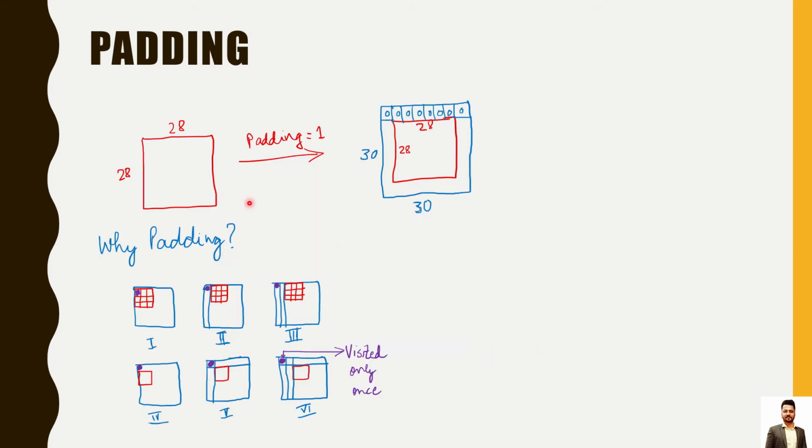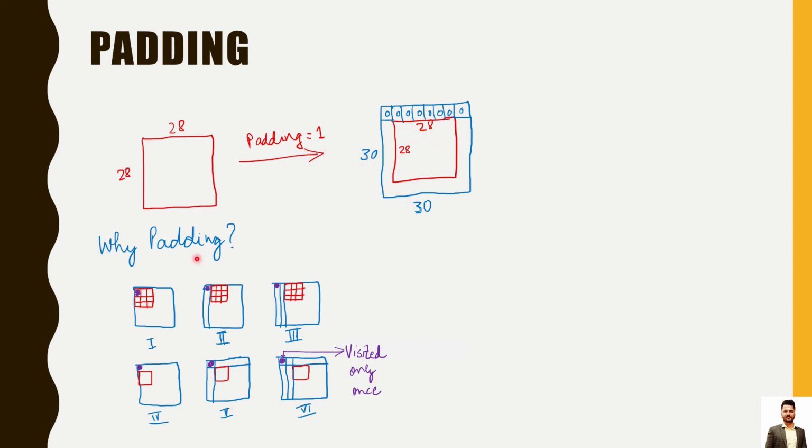Okay, so let's talk about multiple concepts. The first concept is padding. Padding means that, let's say you have an image of 28 cross 28 and you are using padding equal to 1. So padding means you are just adding one layer of zeros on all four sides of the image. Then obviously you are increasing your size by 2 rows and 2 columns, and the total size will be 30 by 30 if the initial size was 28 by 28.